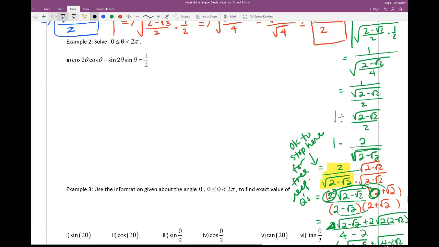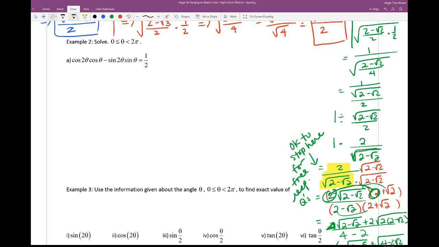Guys, all right, so example 2 in 7.6. Solve for theta in between 0 inclusive and all the way to 2 pi not inclusive. Okay, so A, there's only one question in example 2. Cosine of a double angle, so cosine 2 theta times cosine of theta minus sine of 2 theta times sine of theta equals 1 over 2.